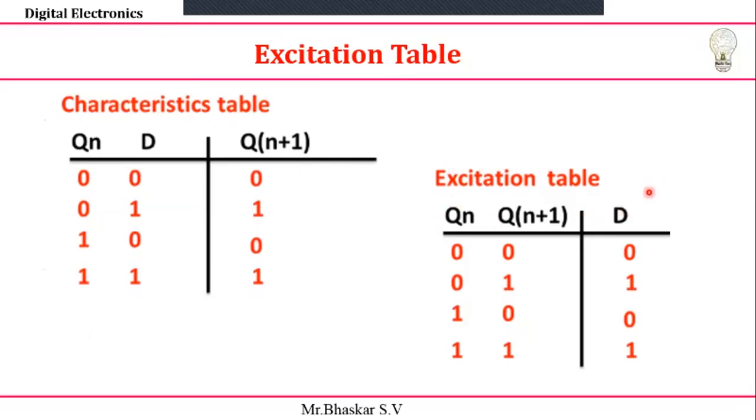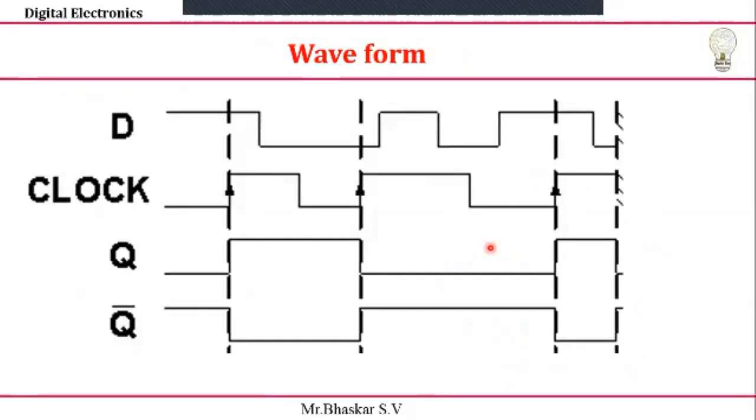And the excitation table: if Qn and Qn plus 1 values are 0 and 0, I'll get D as 0. Is there any other 0 0 case? No. Next 0 1: Qn value is 0 and here it is 1. Is there any other 0 1? No. Then you can directly write D is 1. Similarly 1 0: what is the D value? It is 0 directly. Any other? No. 1 0 gives 0. Next 1 and 1, I'll get 1 only. So Qn plus 1 and D values are almost the same when it comes to the excitation table also. No changes.